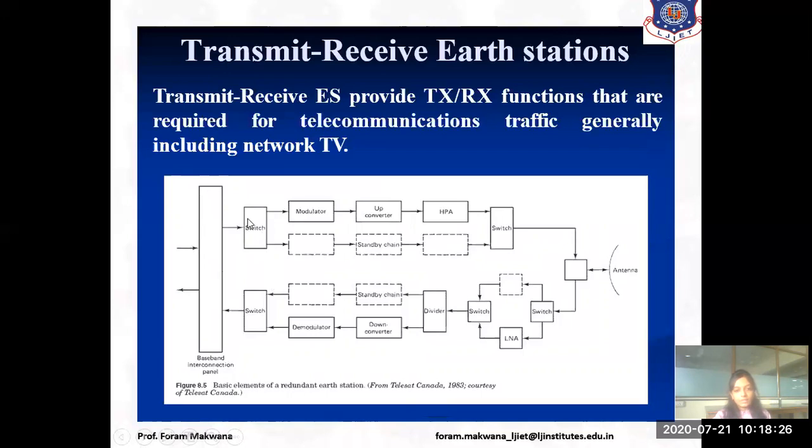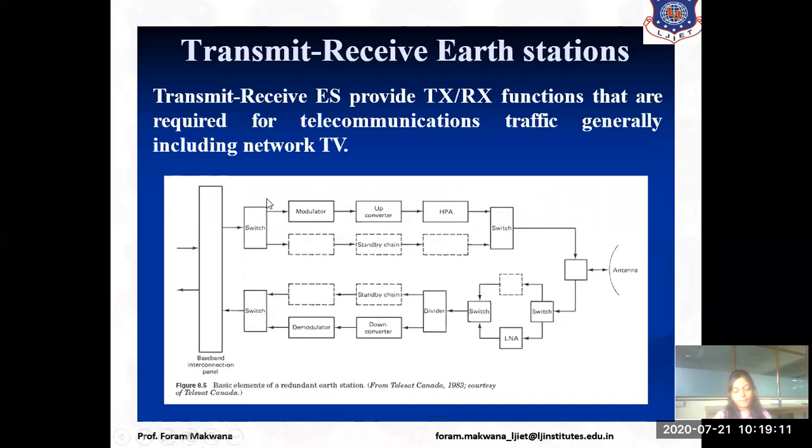This is the switch. And over here you are able to see that the same blocks are present, but these are the dark ones, these are the dotted ones. So if there is a failure in any of the blocks, then with the help of this switch we are able to switch our signal to the redundant blocks, okay, for the transmitting portion as well as for the receiving portion. So the above portion is the transmitter, below is the receiver. All right. So these are the different basic elements of a redundant earth station.